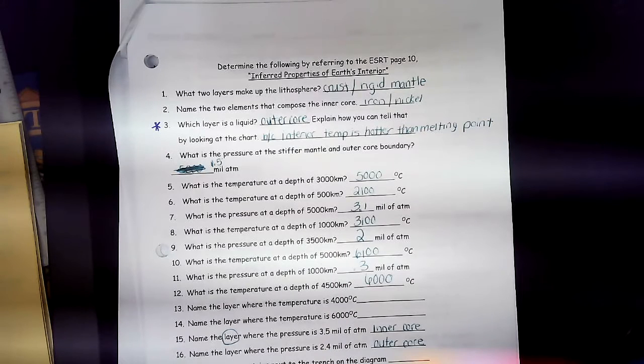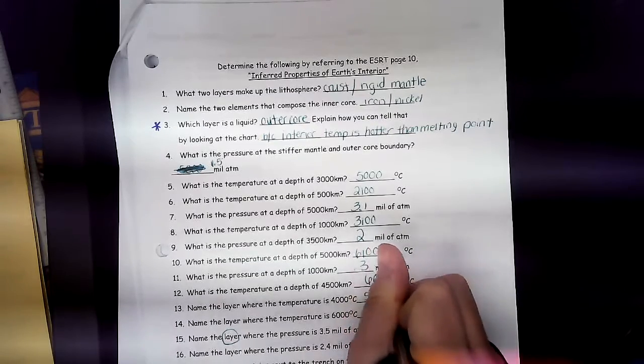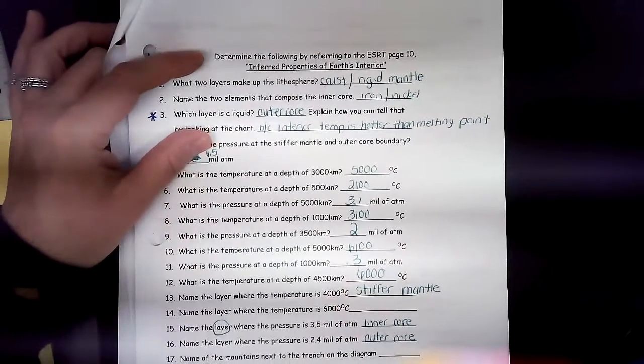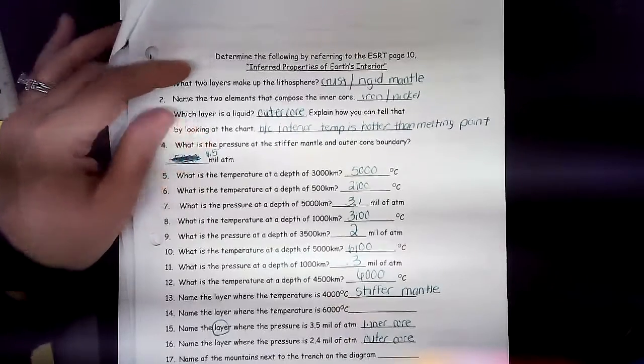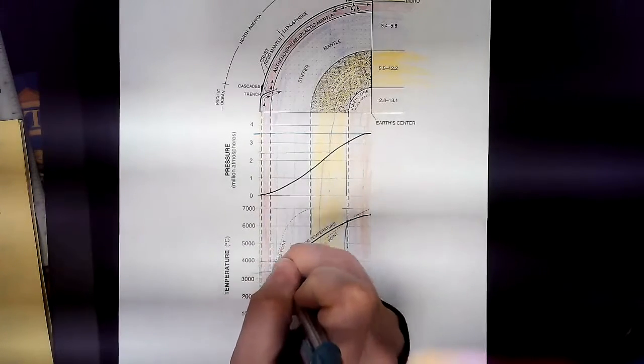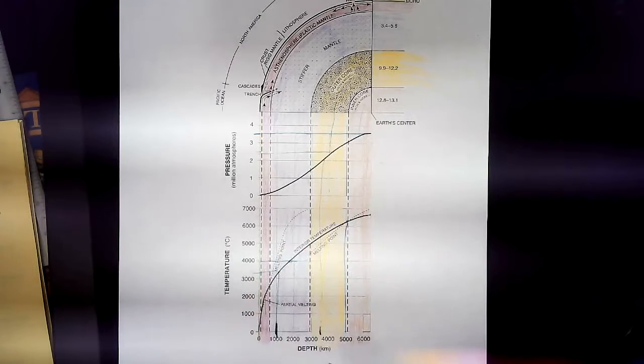So what layer is the temperature 4,000? Go ahead. You want to answer that one? Stiffer mantle. Who put outer core? If you put outer core, you fell for their trick, and let me show you. It says, name the layer where the temperature is 4,000. So if you find temperature of 4,000, that's right there. You go over till you hit the line, which is right here. And that's clearly in the stiffer mantle.